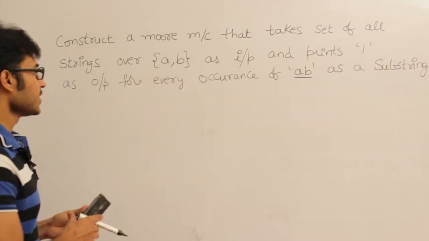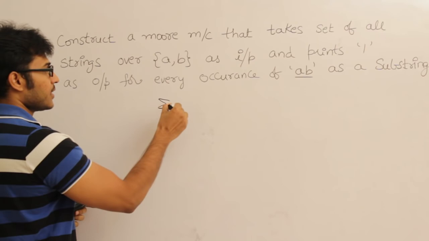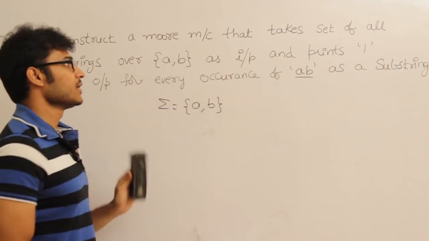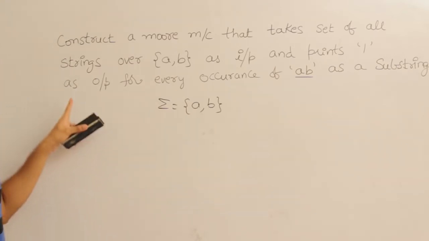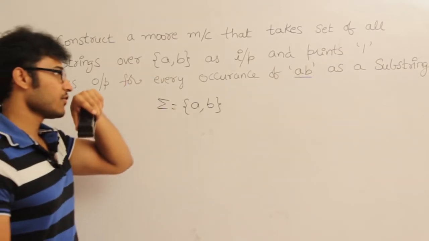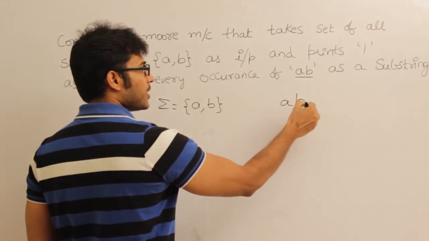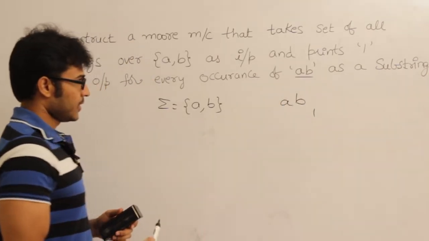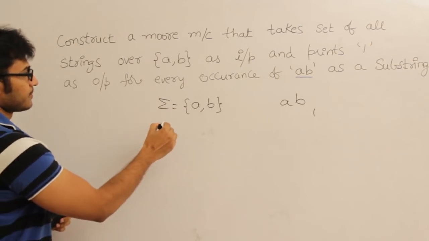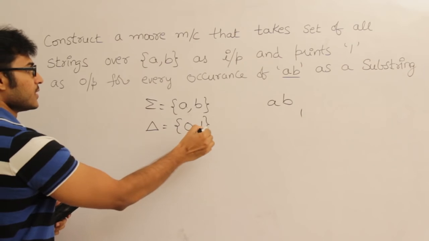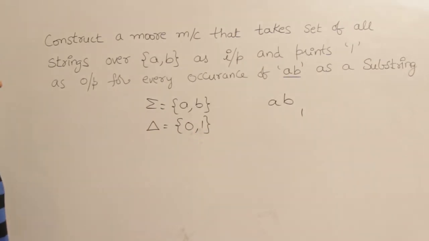So the input alphabet is sigma equal to a, b, that is what they have given, and it prints 1. So for output, they want us to print 1 for every occurrence of AB as a substring, which means whenever I see AB, I have to print a 1 as output. Let us say the output alphabet, capital delta, contains 0 and 1. So output is 0 and 1, input is a, b.